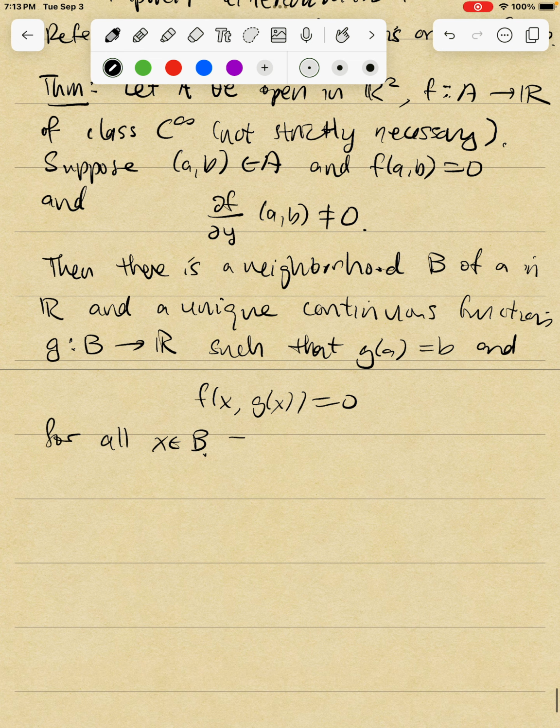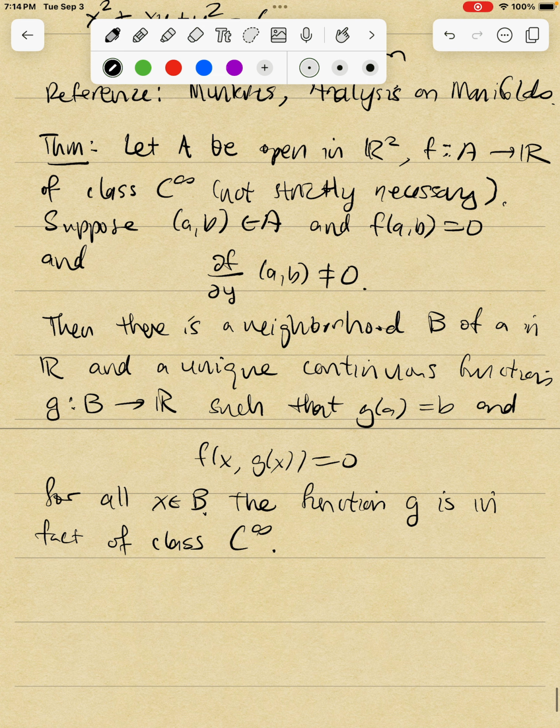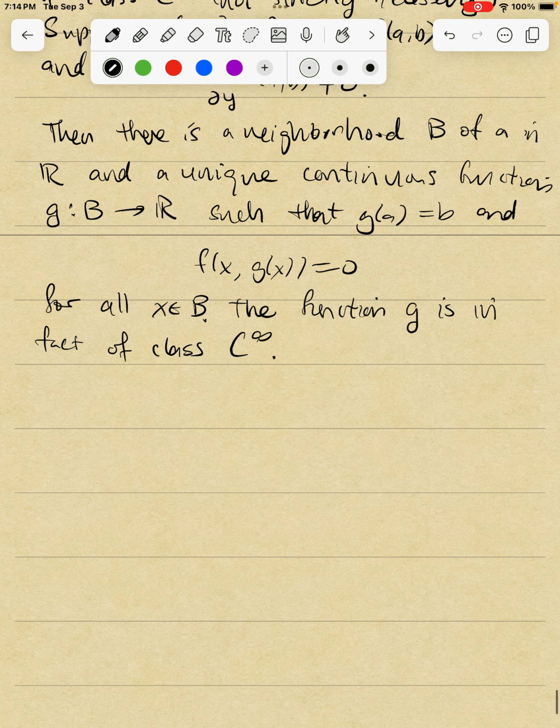And moreover, the function g is of class C infinity. We won't prove this theorem, but we'll just illustrate it. This is the implicit function theorem. There's a general statement for functions from Rn into Rm. But anyway, let's just look at an example.